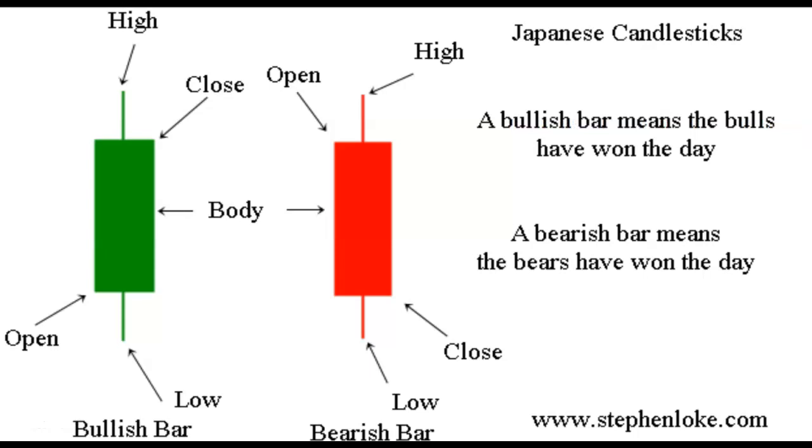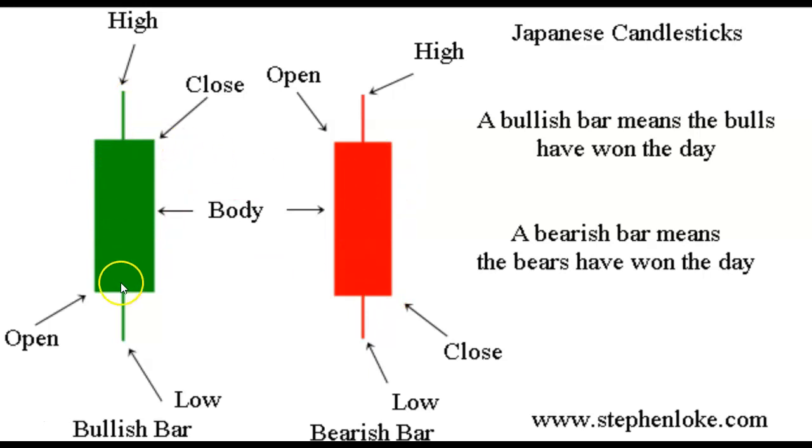As it states here, a bullish bar means the bulls have won, and this is assuming that this is a daily time frame. This green bar here means that the bulls won that day. And if it was red, as it states here, then it means that the bears won. If you put it on a 15-minute time frame, it just means that for that 15-minute candle, the bulls won, or for that 15-minute candle, the bears won.